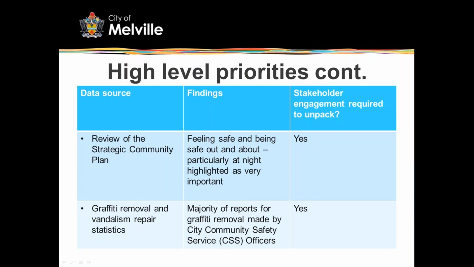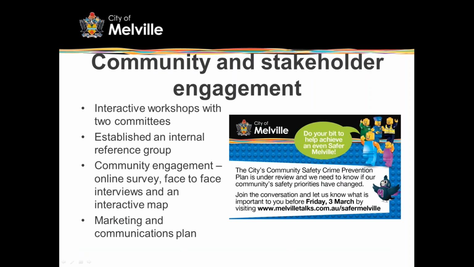The next stage, or the next milestone, is community and stakeholder engagement. We developed an engagement plan to ensure that we identified all of our stakeholders and how we were going to engage them. Some of the key actions we implemented were interactive workshops with two committees, one being the Safer Melville Advisory Committee, the other being our Road Safety Travel Smart Committee.